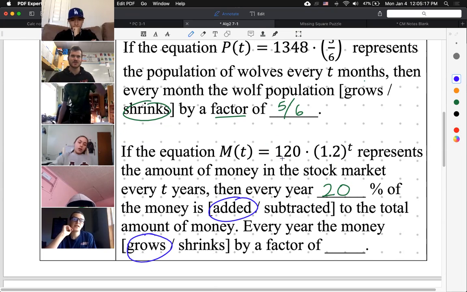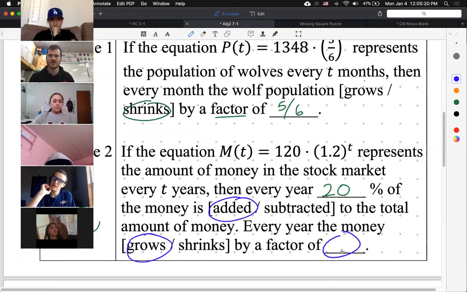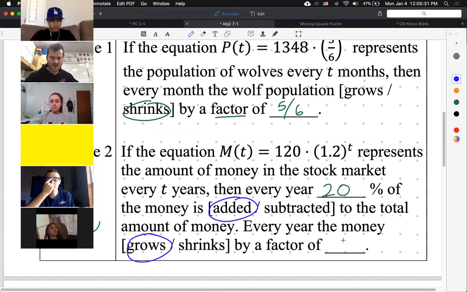And then what is the number that goes right here? Between Fernando, Jessica, and Sergio, those three. What number goes right here? What is the factor? A factor of?